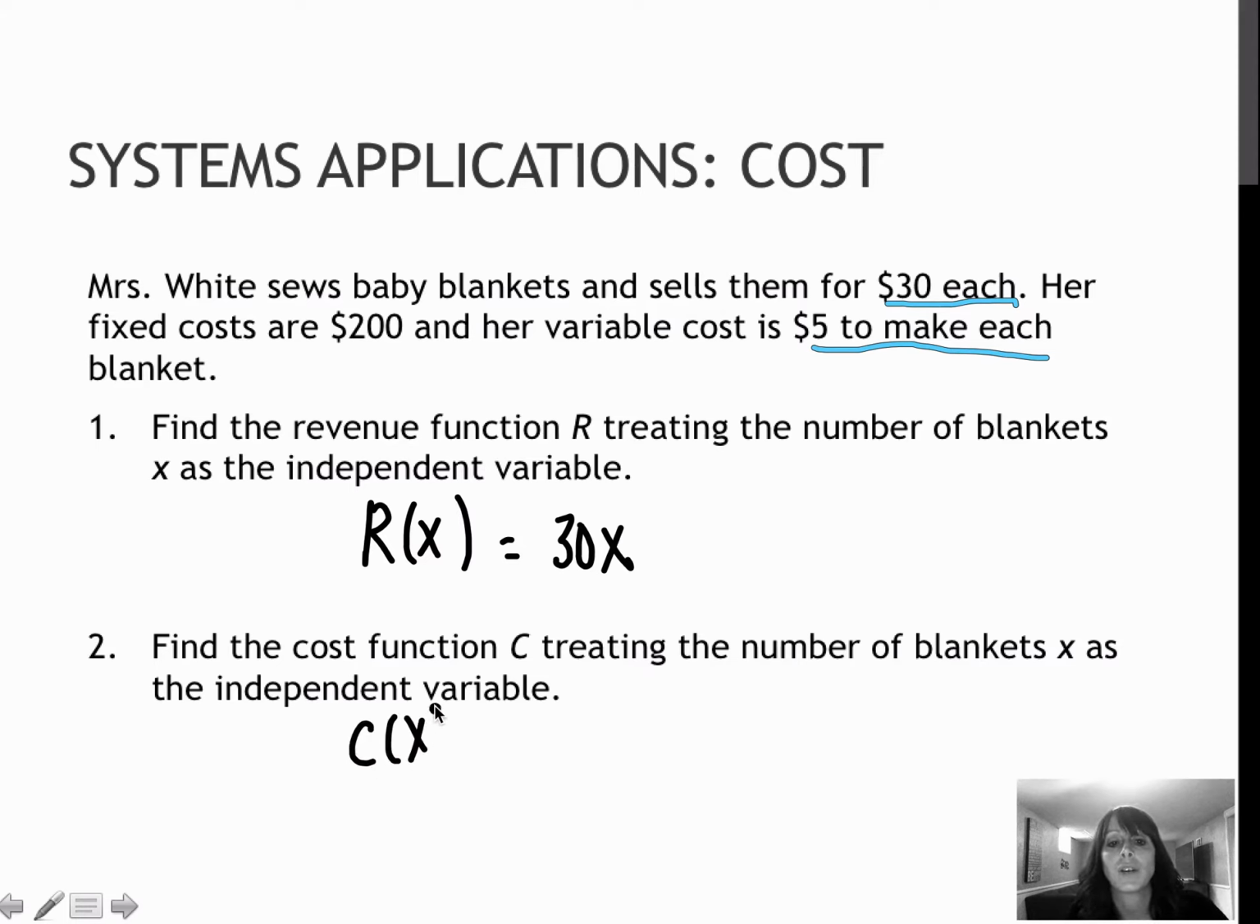Her cost function is a little bit different because she has fixed cost of $200 in addition to the $5 each blanket. So the $5 each blanket would look like this, 5 times X. But in addition, she has fixed costs, which are not multiplied by X. It's just the $200 flat fee for, say, buying a sewing machine or something like that. Here are my two functions.